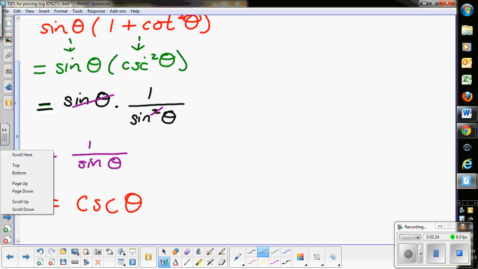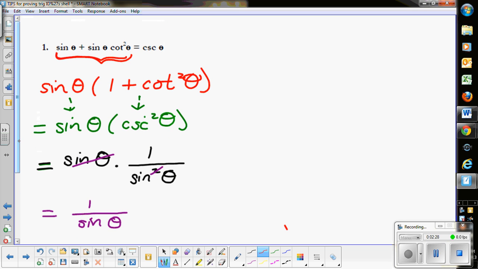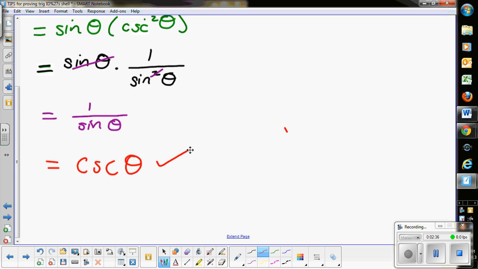So I look back at the original question if I can get my computer to cooperate with me, and I notice that that is what I was trying to prove, and I did in fact get from this beginning side to saying cosecant. So now the problem is done.